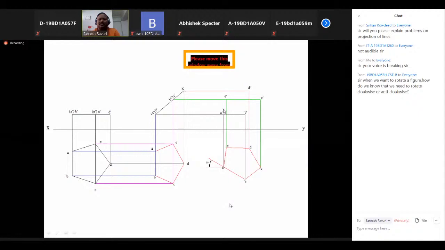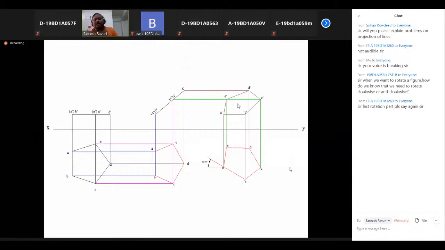You will get 5 points again in the final front view: A dash, B dash, C dash, D dash, E dash. If you join them in the same order, A B, B C, C D, D E, E A, you will get one more reduced shape in the final front view. So this is the final front view and this is the final top view, which have come at the given position: the surface inclined at 40 degrees to HP and at 30 degrees to VP. So this is how you have to draw.